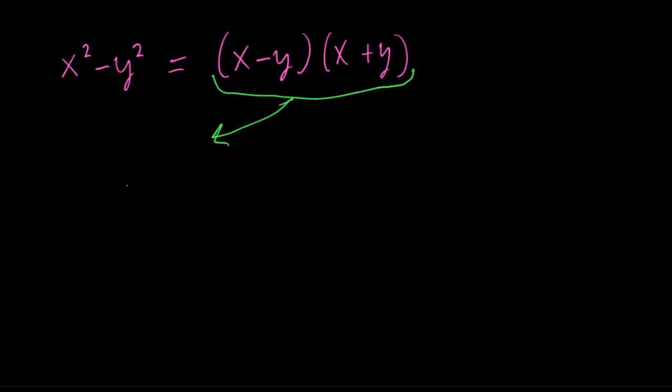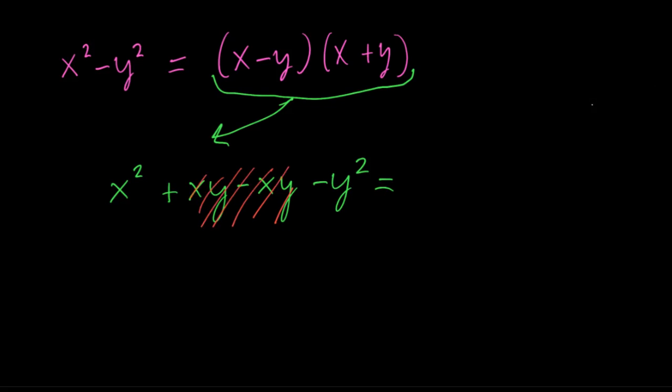X times x will give us x squared. X times y will give us xy. Minus y times x will give us minus xy. And minus y times y will give us minus y squared. And notice that in this case we have plus xy and we have minus xy. So those are just going to cancel out. It's going to be 0. And what we're left with is x squared minus y squared. So the original term. So we know that this right here is equal to this.